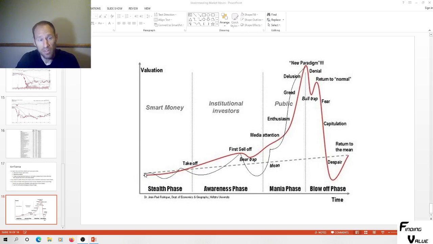This is Finding Value. Hopefully this clip ties some more stuff together, gets you a little bit better on how to understand market movements from a technical perspective, momentum, bottoms, tops, all of those things. They're all extremely important because it gives you more confidence to hold on through thick and thin.